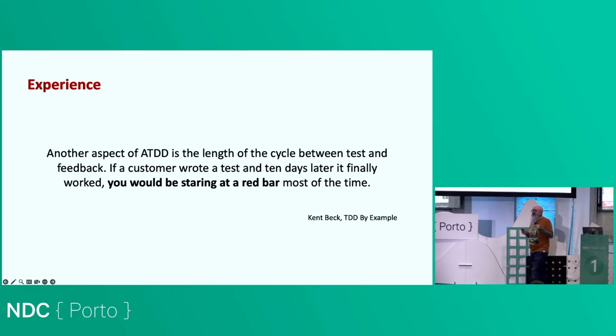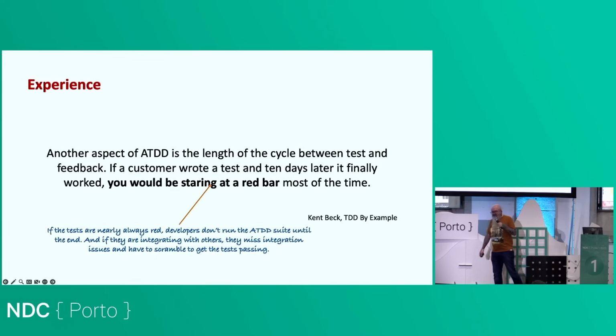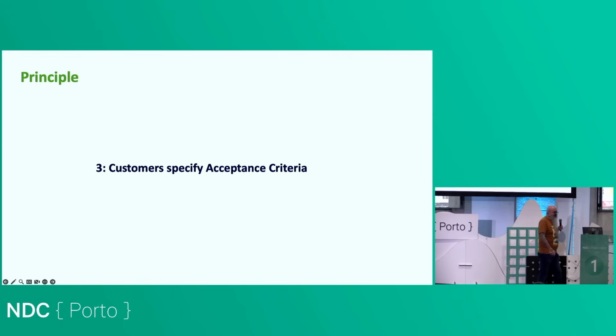In TDD by Example, we already knew from existing experience about the practice at the point when Kent writes the book, right? An aspect of TDD is the length of cycle between test and feedback. If the customer writes a test and 10 days later it finally works, you are staring at a red bar for most of the time, right? And that is my experience of them. What happens is we go and write a suite of tests. They can't pass until we've implemented all of the code, so they're red. Because they're red, we don't do it until we want to ship. When we want to ship, there's this mad scramble to try and write these tests afterwards. They're not driving anything, right? So these tests spend all their time red, and they are hard to maintain.